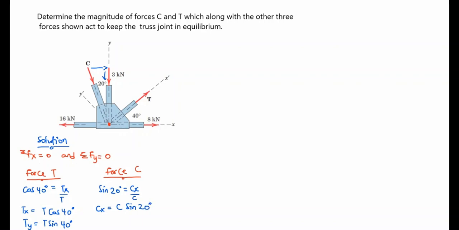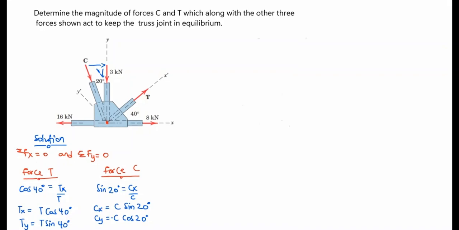And then Cy is equal to C cosine of 20 degrees, but because the y component is acting in the negative y-axis direction, we have to negate this, so it becomes negative. Now we know the components of the forces that were at an angle, and we know the other forces, so we can apply the two equilibrium equations and find the unknown values.